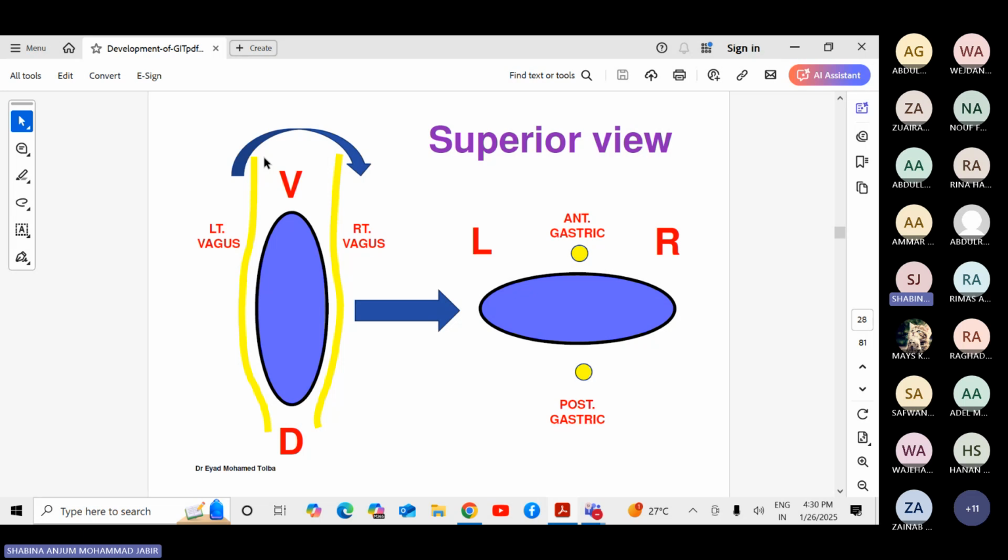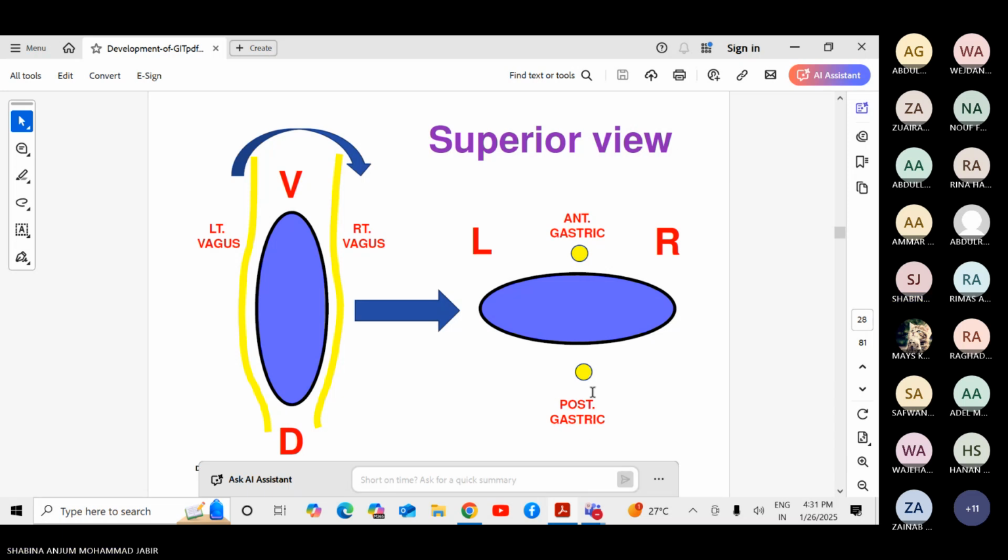So what will happen? Now there is a rotation. Just rotate this. What will happen? It will be lying like this. In that condition, this is the left side, so this will become left and this will become right. And this surface will be the anterior surface and this surface will be the posterior surface. Previously the surfaces were right and left. After the rotation, the surfaces will become anterior and posterior.